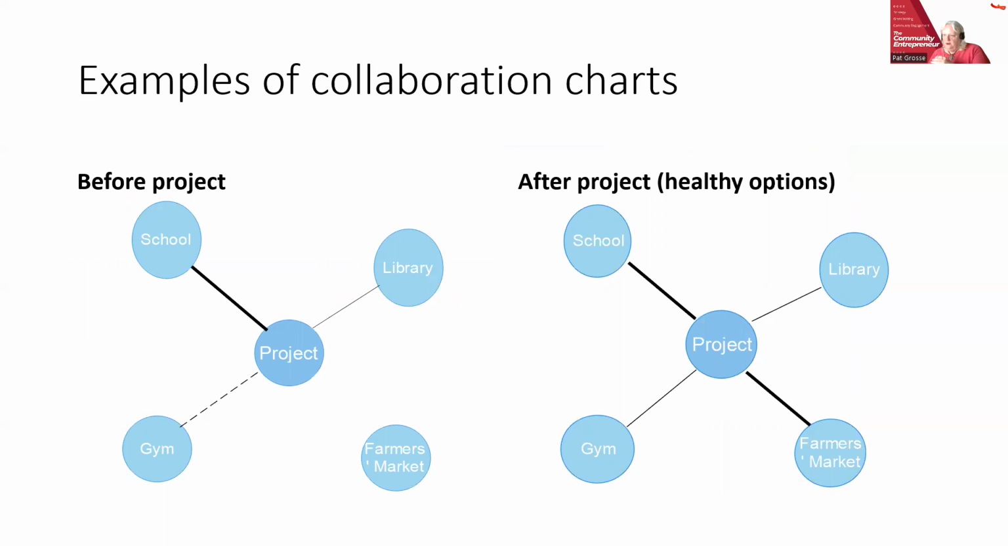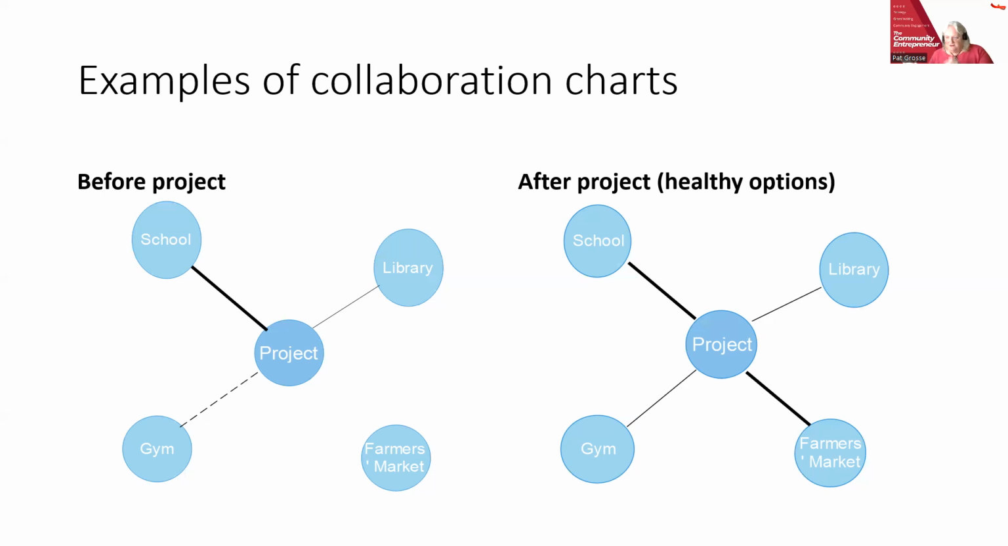So for example, before the project started in this example, they had a strong relationship with the local school. They had a relationship with the library. Now you see the dotted line, and this was a health project. They knew about the gym, and people may have attended the gym, but they had no kind of formal relationship. And then there was a local farmer's market, and there was no connection with it whatsoever.